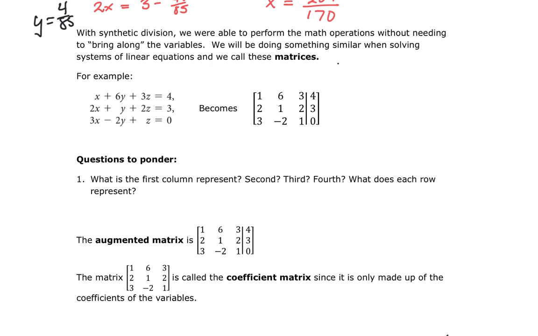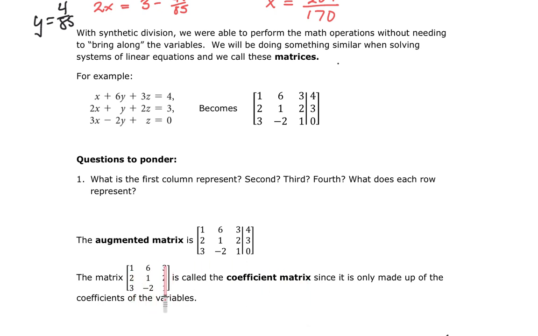So the first column then represents all of the coefficients on the x's. The second column represents all the coefficients on the y's. The third column represents all the coefficients on the z's. And then the last column represents the constants. This is an augmented matrix. Now, if I pull off the constants 4, 3, and 0, I get a coefficient matrix.